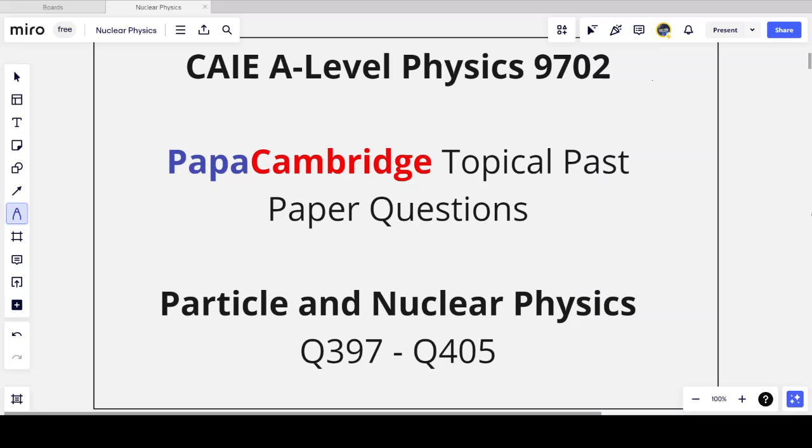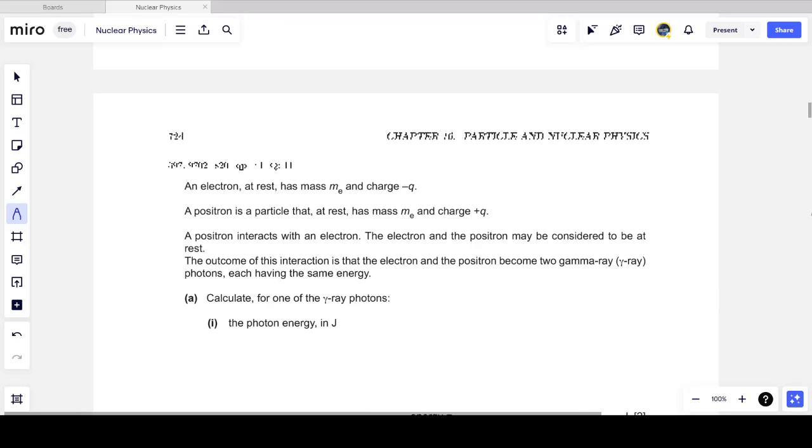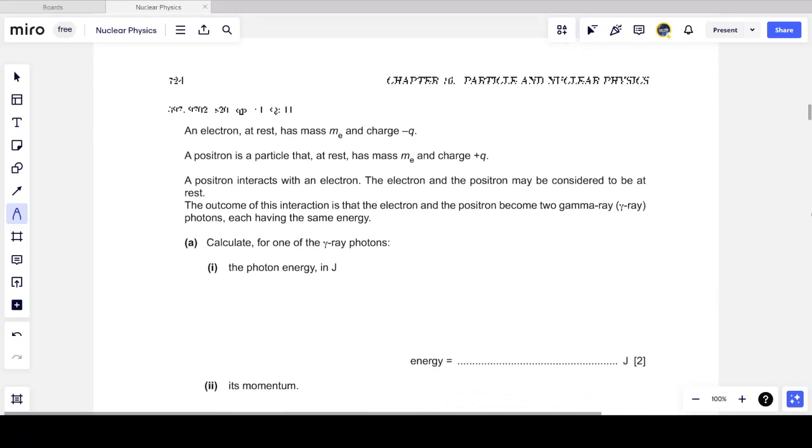Now, the topic as it's labeled by Papa Cambridge is particle and nuclear physics, but it's actually just nuclear physics. It's paper 4, it's A-level physics. Particle physics is its own topic in AS physics, but we're just going to look at the nuclear side of things. And we're going to look at questions 397 to 405 as they've numbered them. So if you're using these documents, they are quite helpful. These questions are already put together and there's answers as well, so it's easy for you to have a set of questions that you can work with topic by topic. And nuclear physics is one of those topics that's novel for most people studying A-level physics.